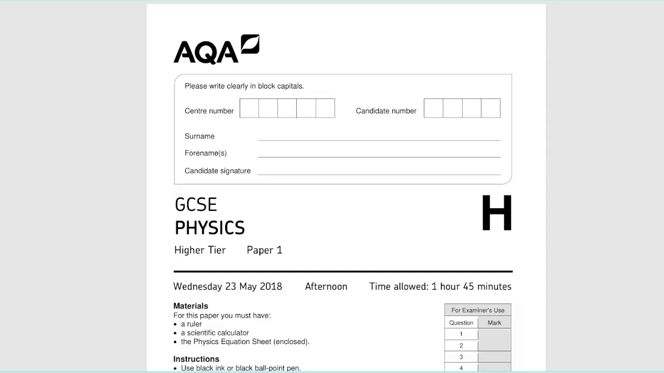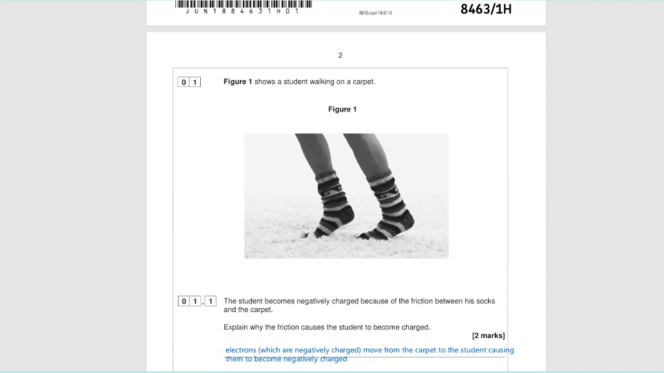In this video we're going to be covering GCSE Physics Higher Tier, Paper 1, and we're going to be doing the 2018 paper. So starting off straight away with question 1.